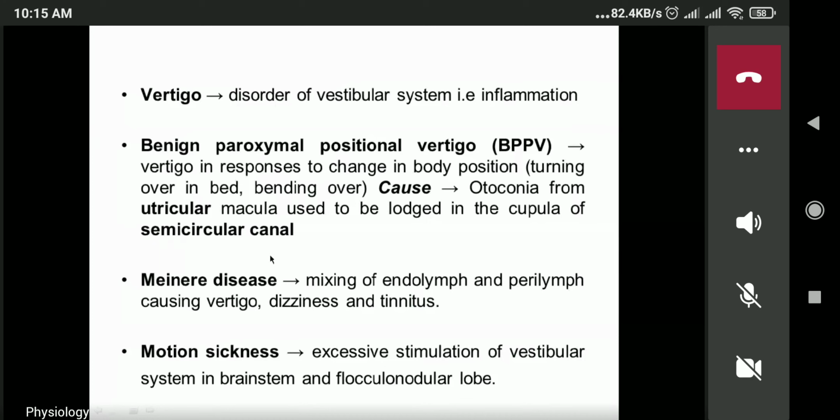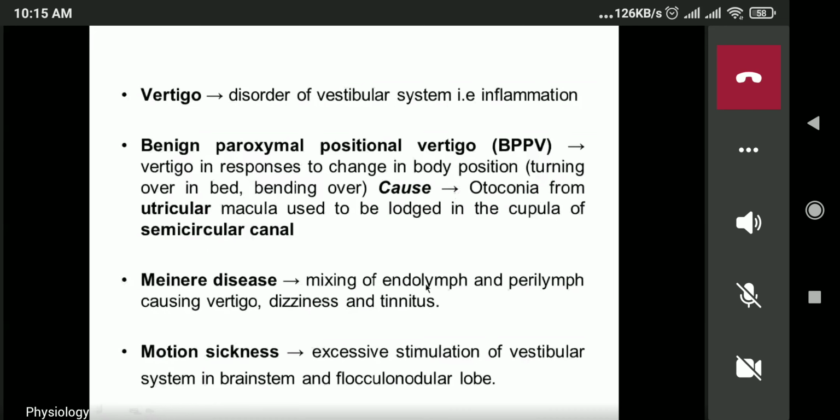Now, Meniere disease. Here also there is vertigo, dizziness, and tinnitus. Vertigo you know, dizziness also you know. Tinnitus means there is no sound, but the person is always feeling some sound. He or she is experiencing it in the ear. Some sound is coming. That is called tinnitus.